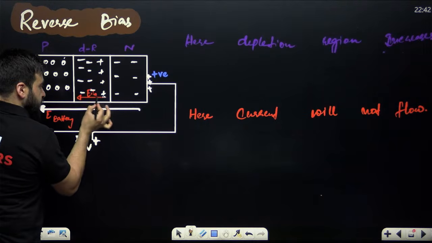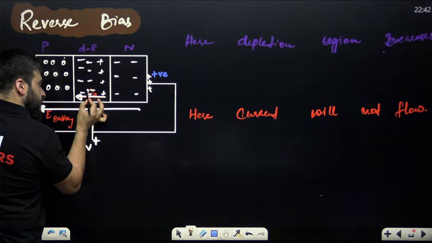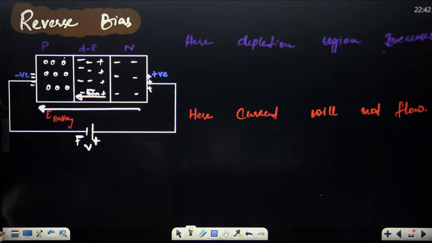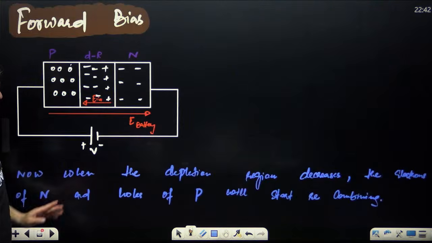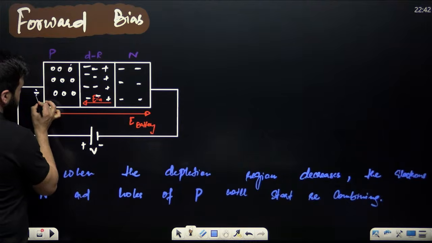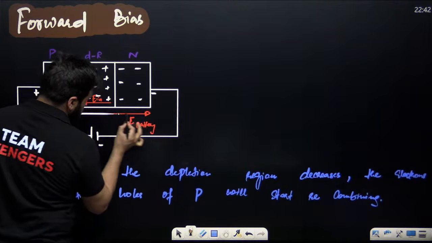And here also, in the depletion region, the electric field was already from positive to negative, the electric field inside. But when it comes to the forward biasing, in case of forward bias, my dear NEET aspirants, the electric field is set up from positive to negative, something like this.